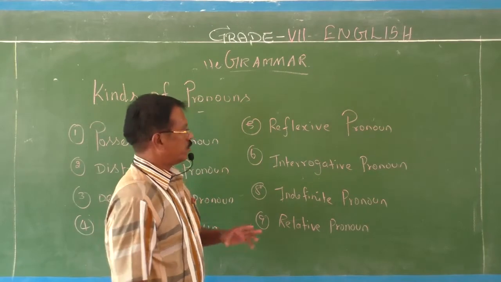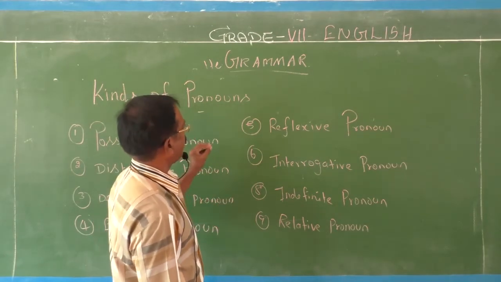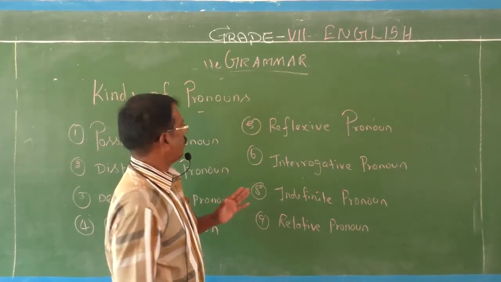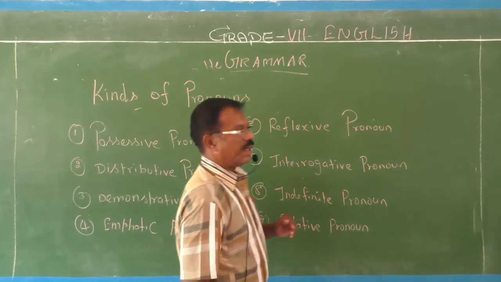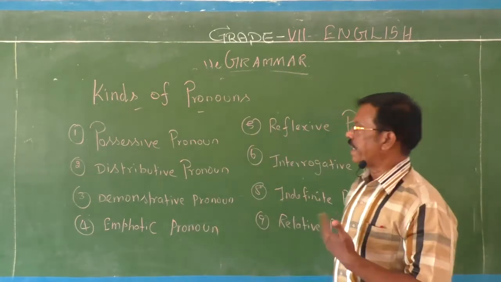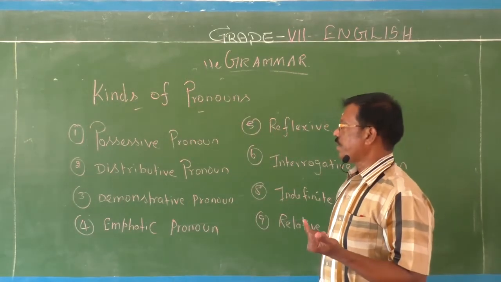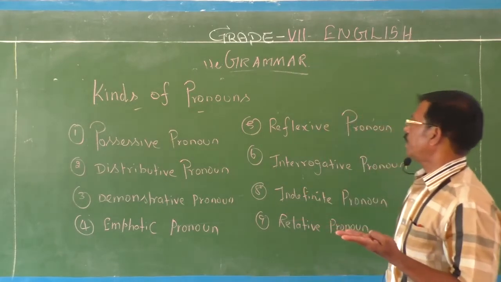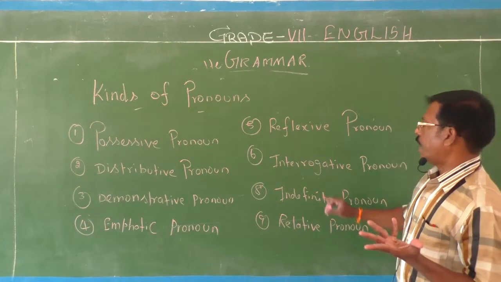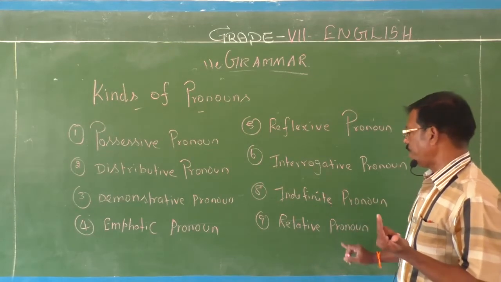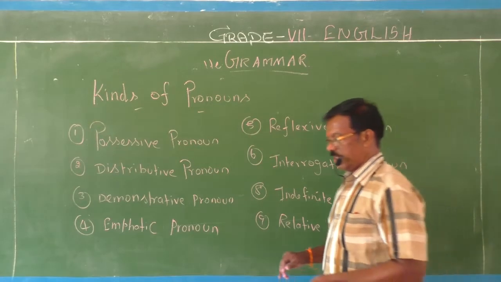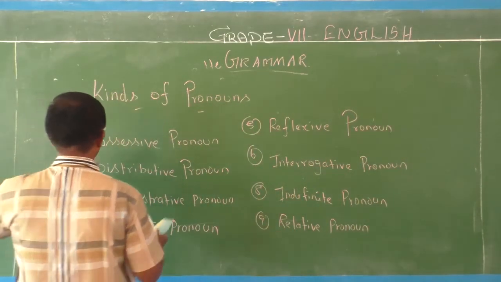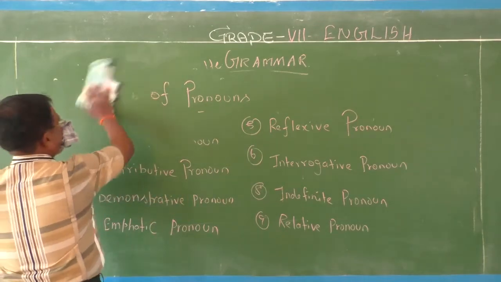Okay, so I will explain each and every type or kinds of pronoun with good examples. Okay, children, so don't worry, you just read it out yourself and understand. Possessive, distributive, demonstrative, emphatic, reflexive, and then interrogative, indefinite, and then relative pronoun. Now I will explain what's possessive pronoun, what are its forms.